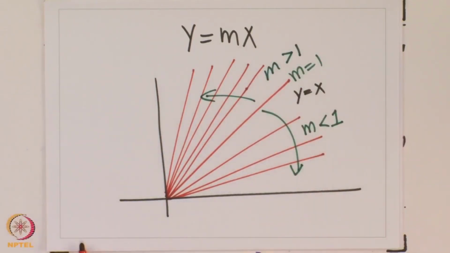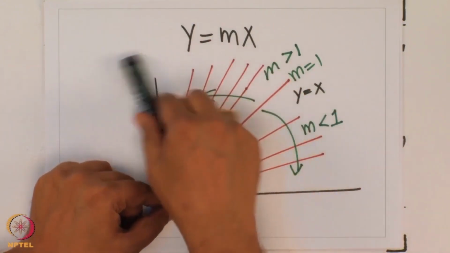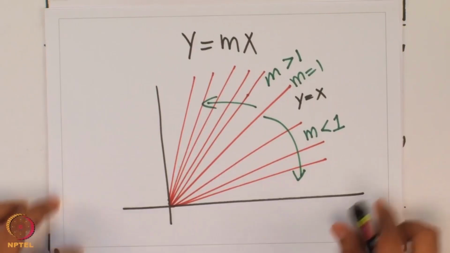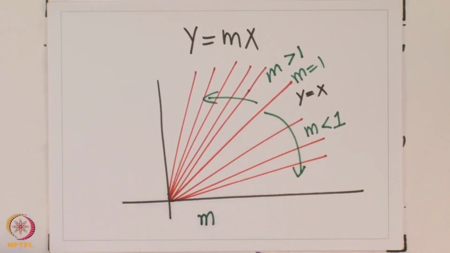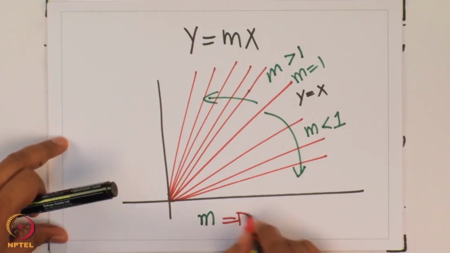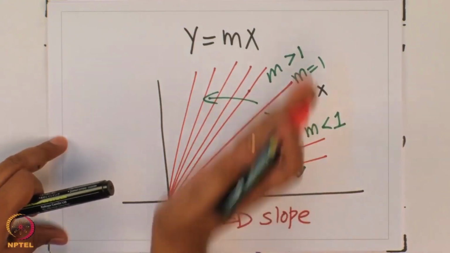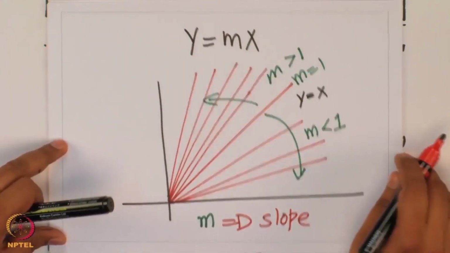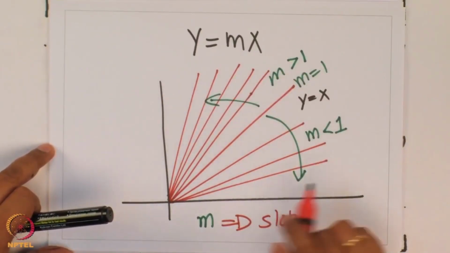What is changing is the slope. This curve has a slant or slope. So the thing that we change, m here, represents slope. The more the slope, the larger the value of m. The lesser the slope, the lesser the value of m.